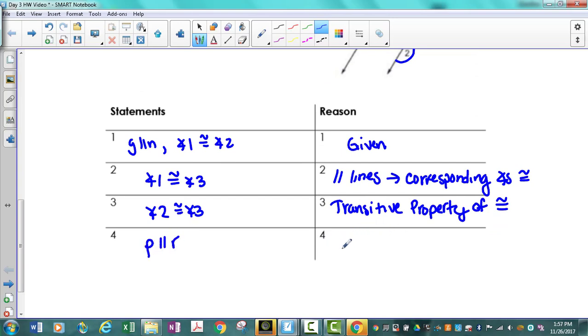And our reason will be if alternate exterior angles are congruent, then they must be formed by parallel lines.